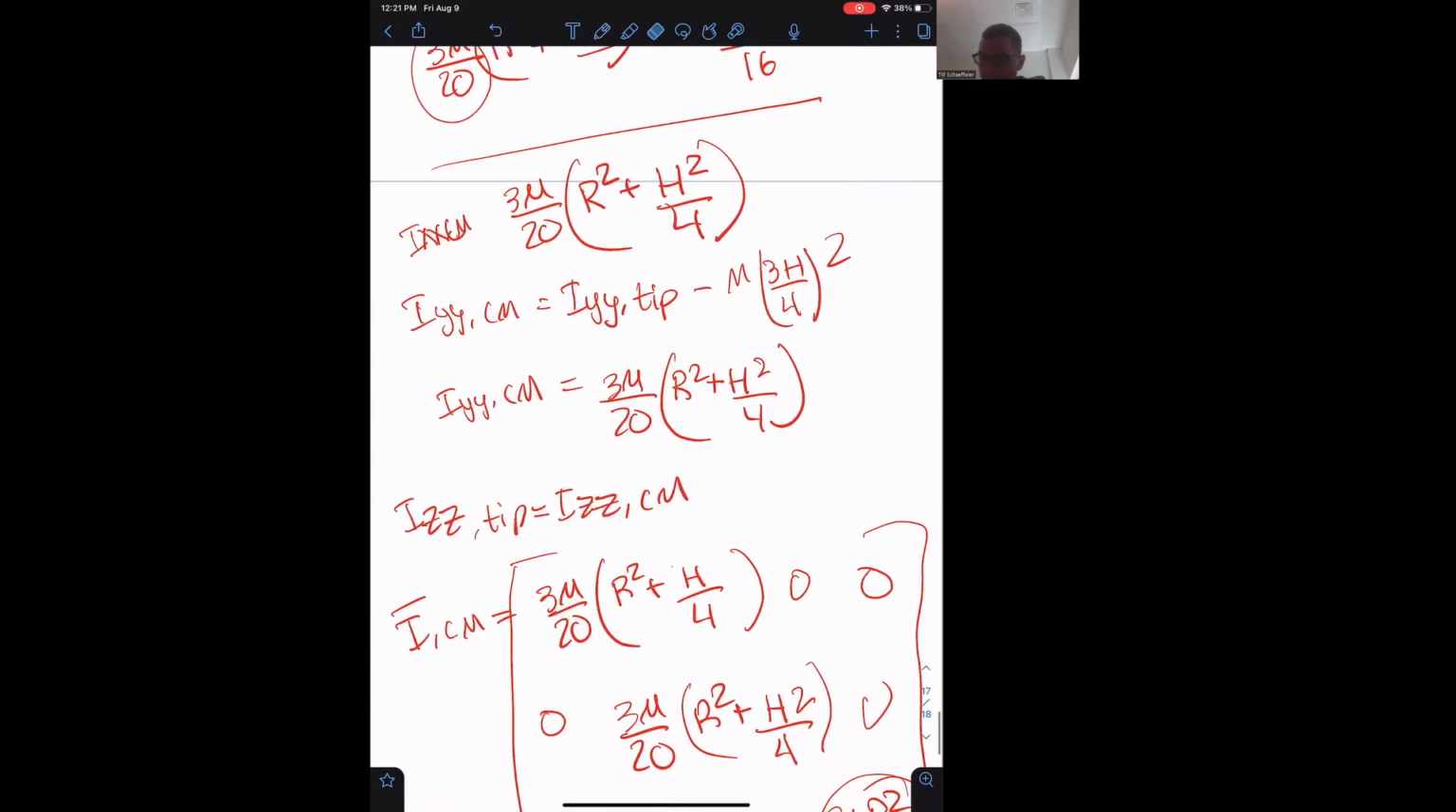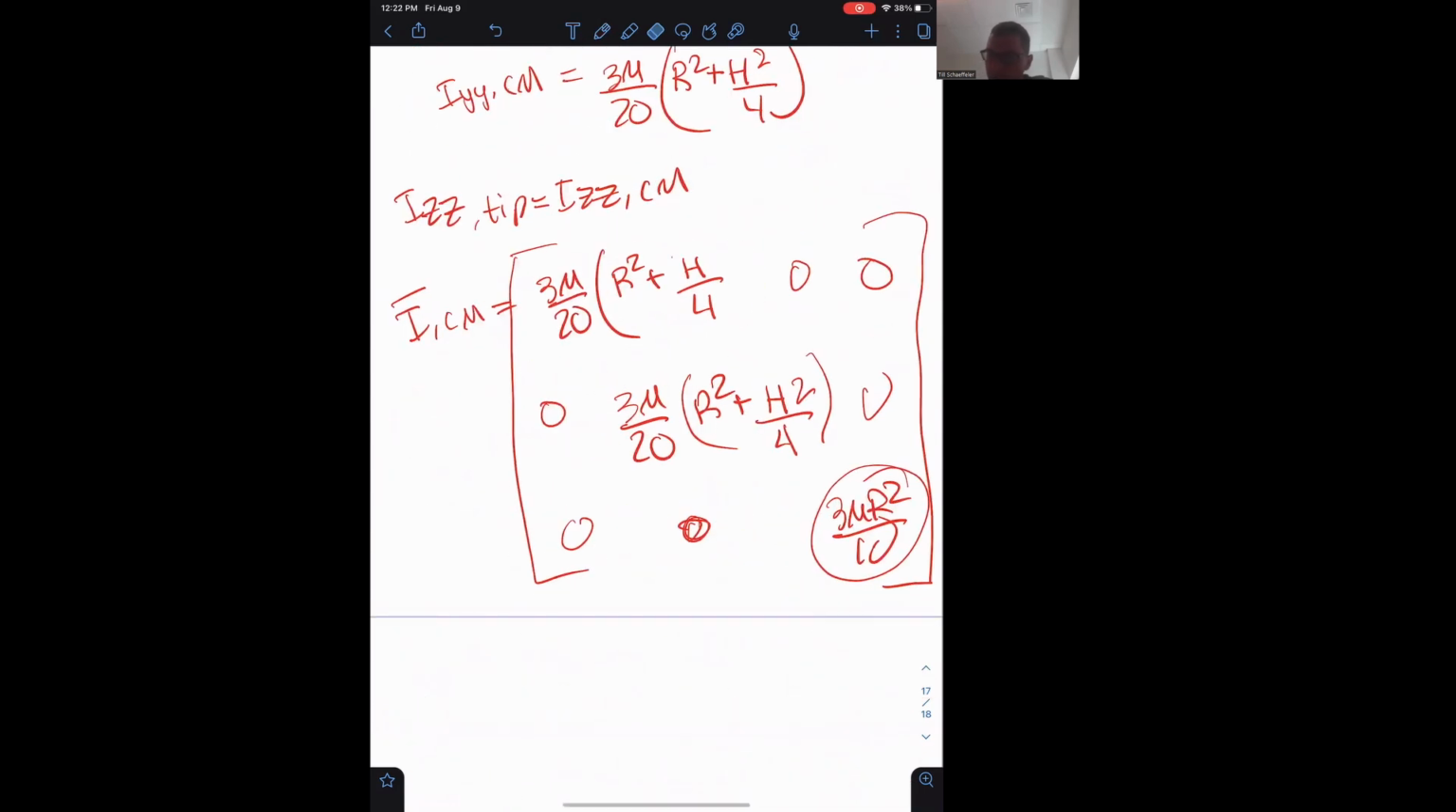So these two became smaller, and this one remained the same.